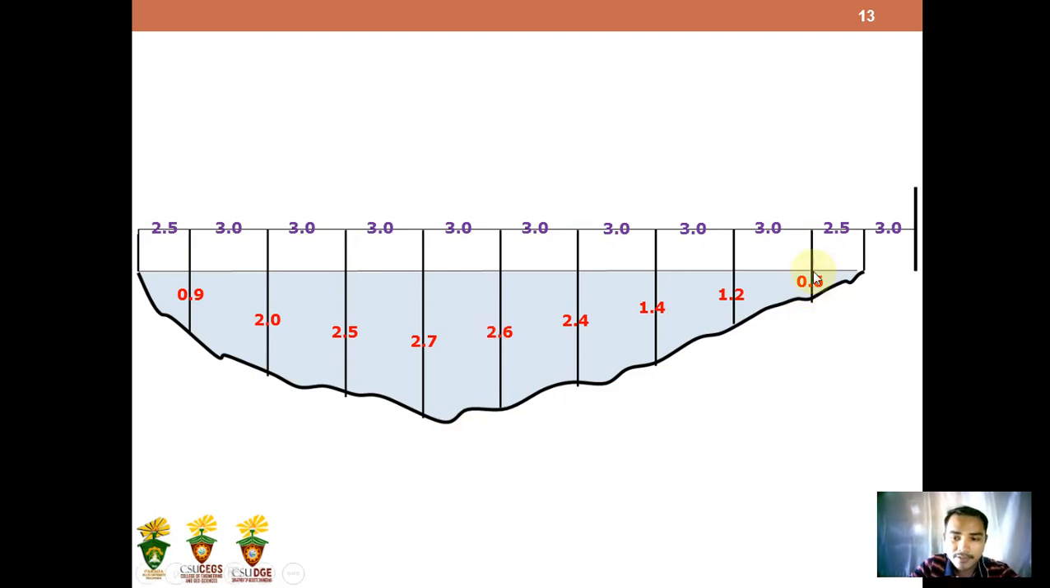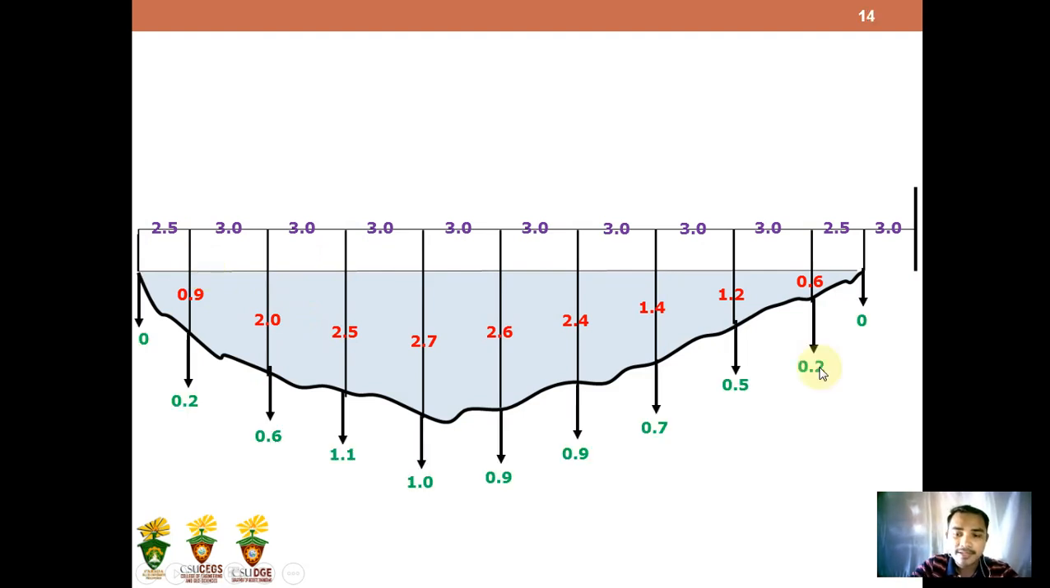And we have depths of 0.6, 1.2, 1.4, 2.4, 2.6, 2.7, 2.5, 2.0, and 0.5. And we have also specific velocities. So again, it is stated in the problem that there is no velocity at this specific point, because this is the point where we located the right water edge, and this is for the left water edge. So we have velocities 0.2, 0.5, 0.7, 0.9, 0.9, 1.0, 1.1, 0.6, 0.2 respectively.